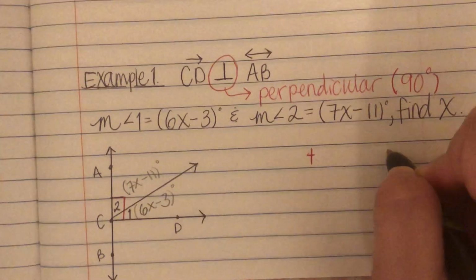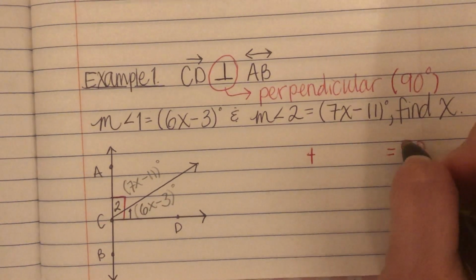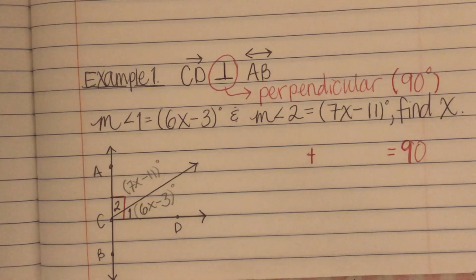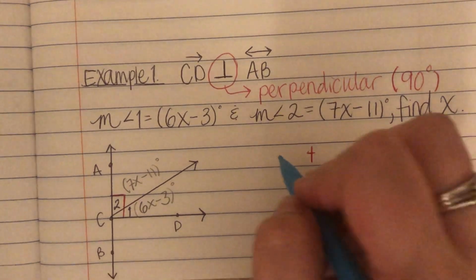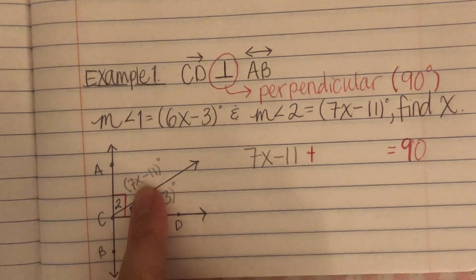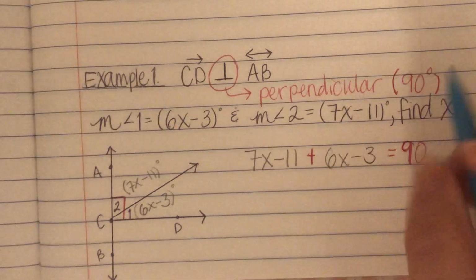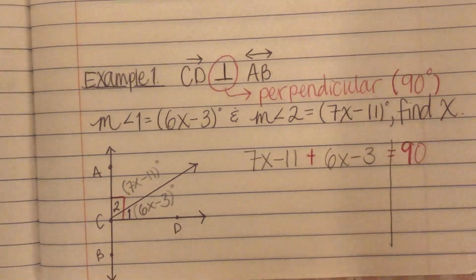Together they are 90. Remember, this is my complementary. So together they add to 90 degrees. So it doesn't matter which one you put in first. I'm going to put the 7x minus 11 because I see it first, and then 6x minus 3. Draw down my line and let's solve.